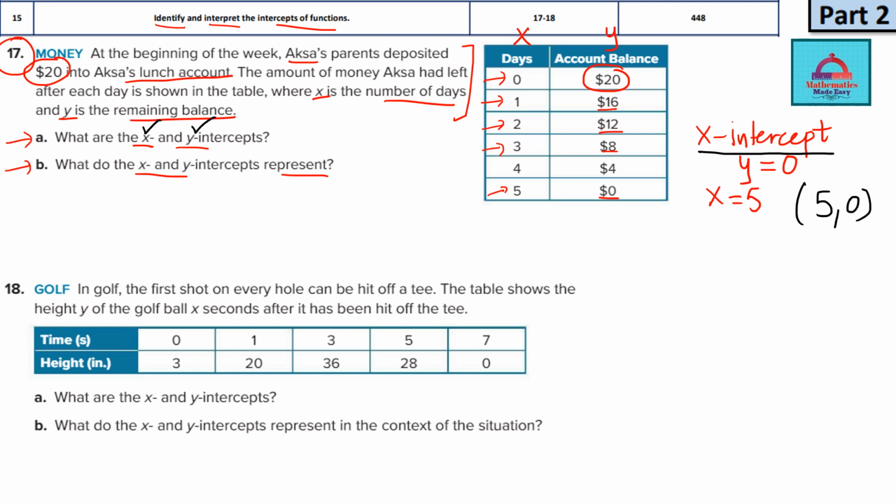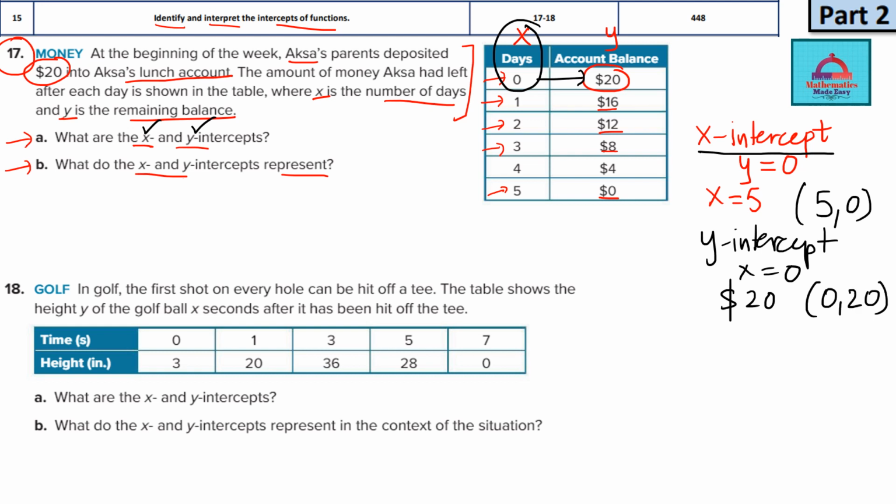Now let's go to the y-intercept. At the y-intercept, your x is going to be 0. So let's go back to the table. We are using the table. So x is 0 in the beginning, where there is $20 in our account. So the y-intercept is going to be $20. The point is x equal to 0, y equal to 20. So the x-intercept is (5, 0) and the y-intercept is (0, 20). These are the two answers.